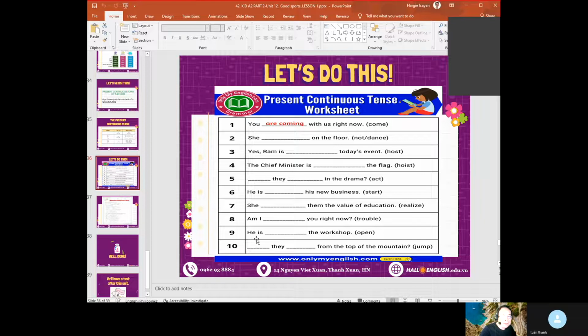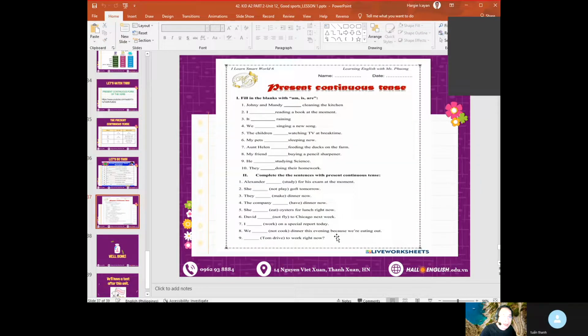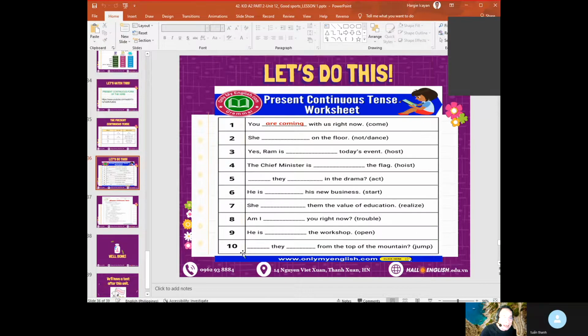Number 9, V. He is opening the workshop. Very good. So he is opening the workshop. That's correct. Next, number 10, V.